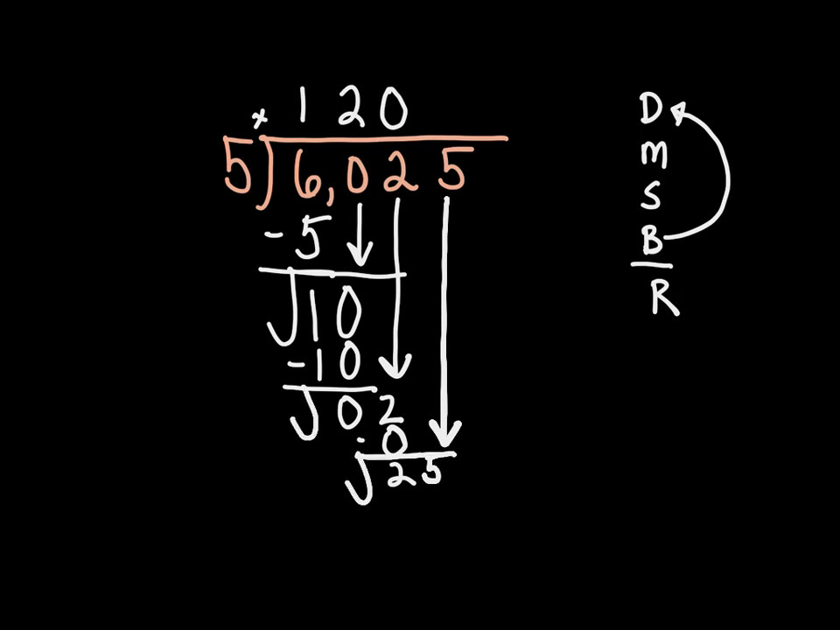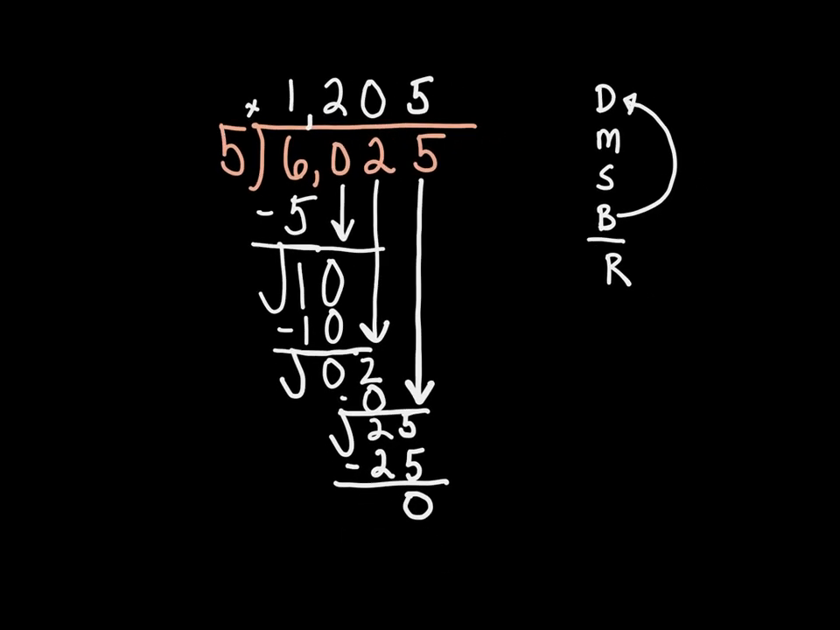So, 5 goes into 25 5 times. 5 times 5 is 25. Sister tells us to subtract, and we get a 0 for a remainder. So it's 1,205 is the quotient. And make sure that we're checking.